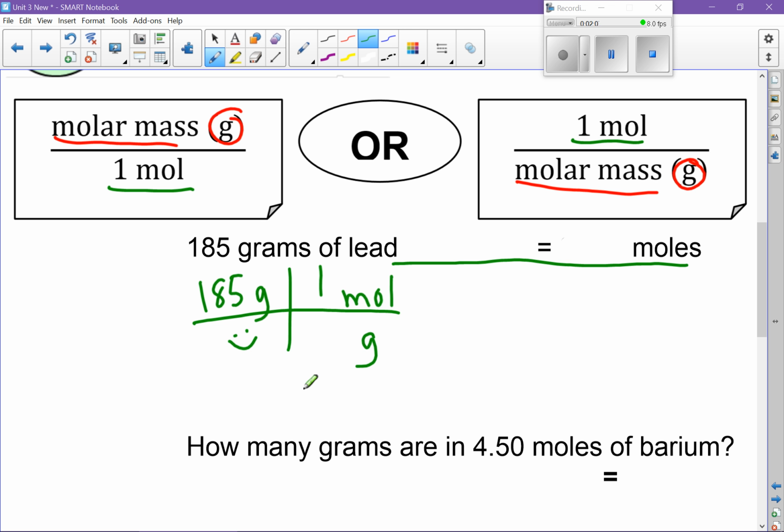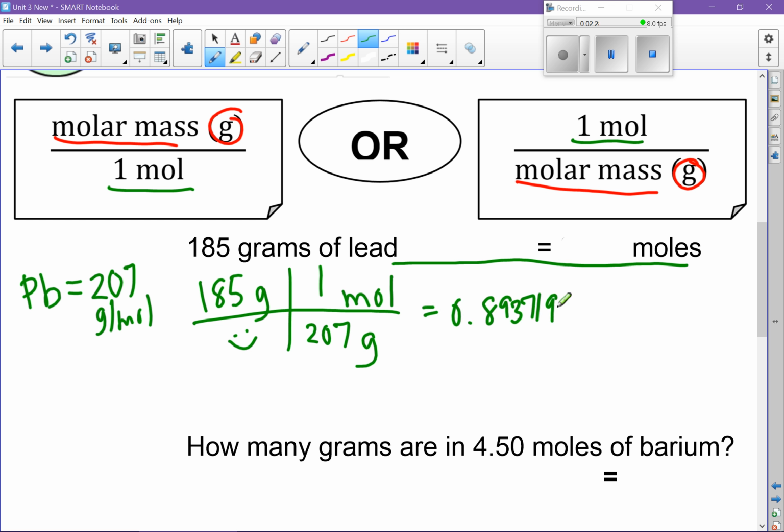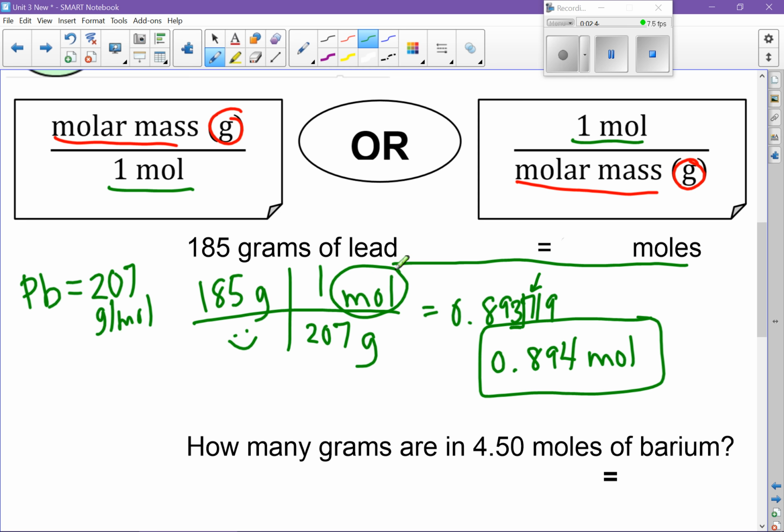So get your periodic table, find lead. The symbol for lead is Pb. There's nothing to add here because it's just lead, so the molar mass is 207. That is the number that we will then put down here. Then you can just put that into your calculator normally, 0.893719 something, and we're going to round that to the thousandths place, which is right here. So our answer becomes 0.894, rounding up because of that 7, and we were looking for moles. Whatever unit is here is what will go on your answer.